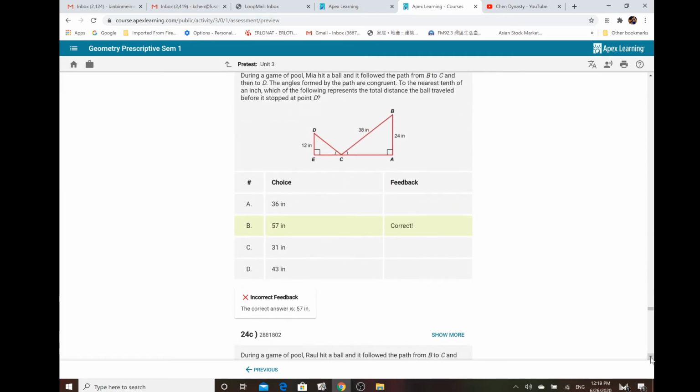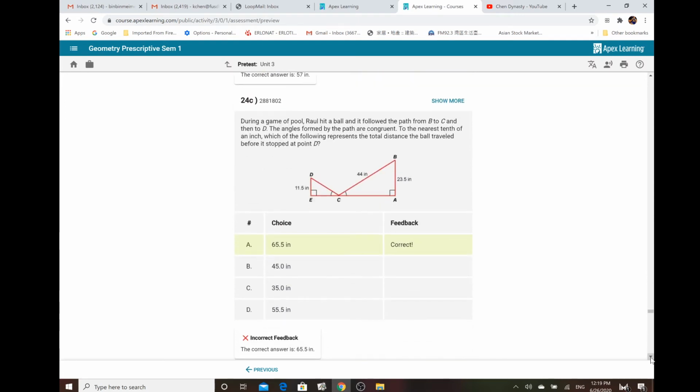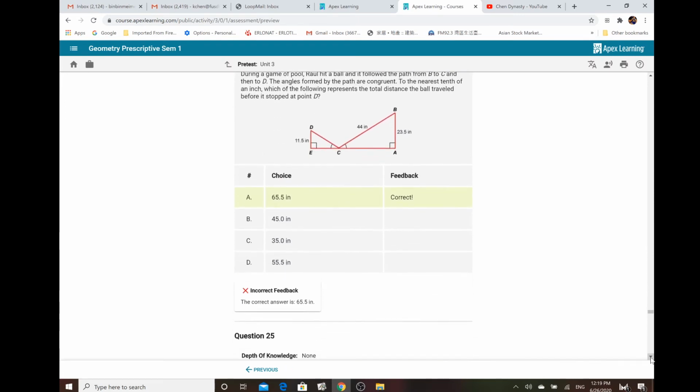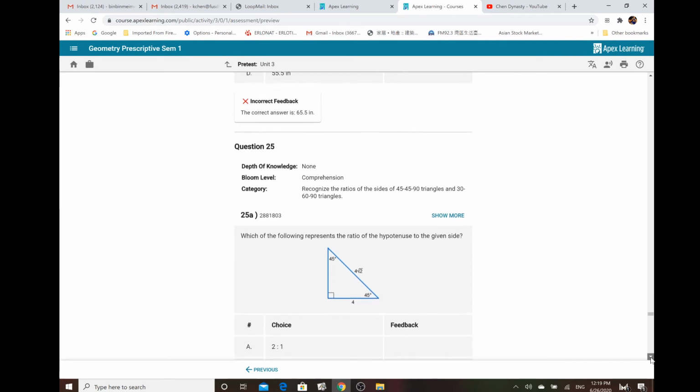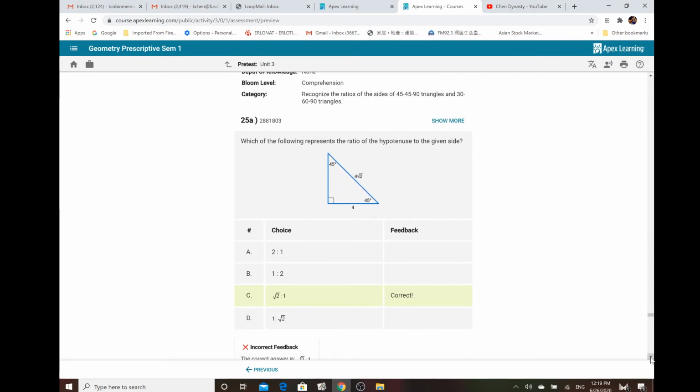And 24B is quite similar. So 24C is pretty much the same kind of model. So we're not going to spend the time to work on those. You guys can just still look at that 24A, the one I did. So now the next one I would like to talk about is the special right triangles.